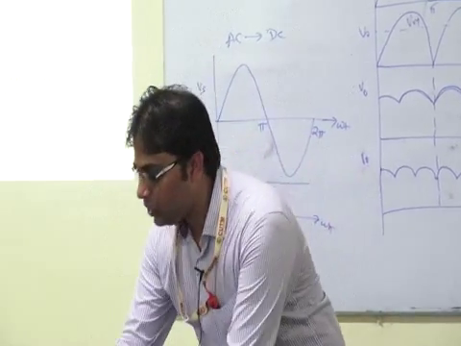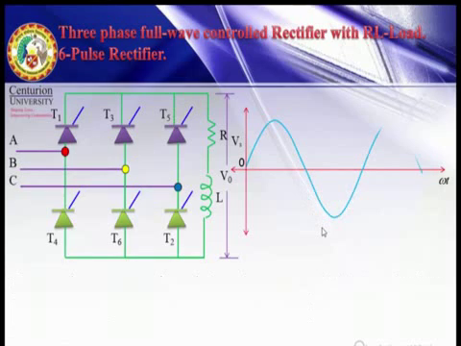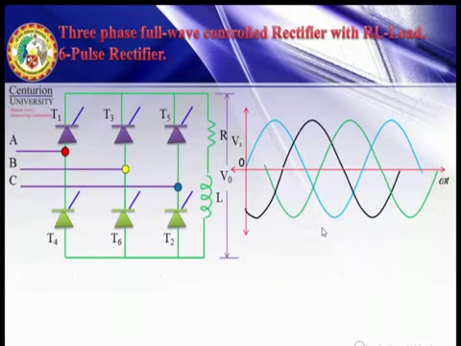Now let us draw the 3-phase source voltage waveform. This is phase A, this is phase B and this is phase C. Each is apart by 120 degree, so it is a symmetrical 3-phase voltage waveform.